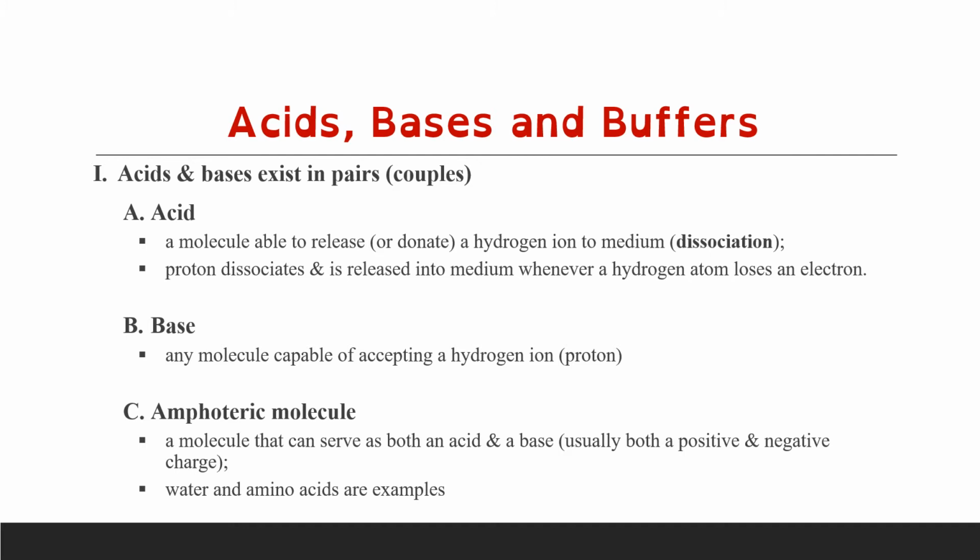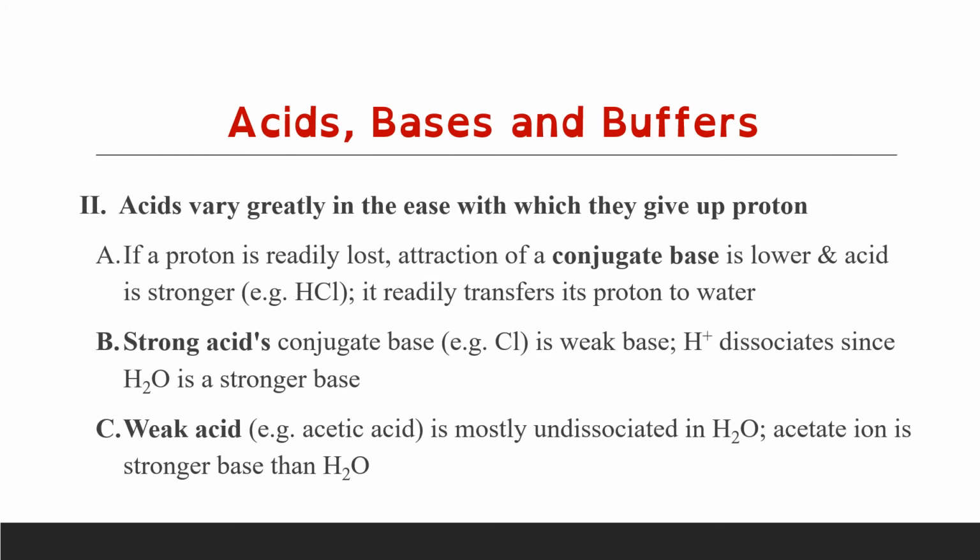You also have what you call your amphoteric molecule, which is a molecule that can serve as both an acid and a base, usually having both a positive and negative charge. Basically, water and amino acids are examples of your amphoteric molecules. So how do we say that acids and bases are actually couples?